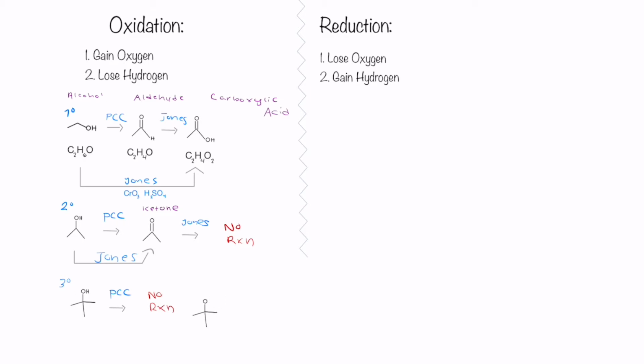Even if we somehow tried and added another bond, we would be breaking this carbon's octet rule. Carbon cannot have 5 bonds like it does over here, so this is a big no-no. And so even if we add Jones here, we would result with no reaction as well. And this leads us to the conclusion that tertiary alcohols cannot be oxidized.